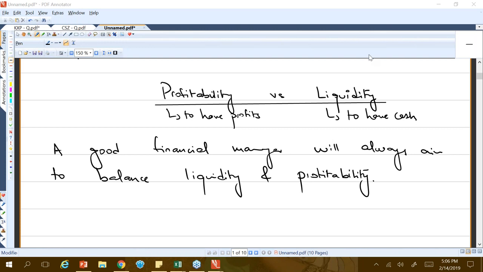So if we have too much profitability and less liquidity, the danger there is that we may go out of business. We may be liquidated. We may have some bankruptcy risk. We may not have enough cash to pay people. Now, on the other side of things, if we have too much liquidity and not enough profitability, then what is the danger there? So if we have too much liquidity and not enough profitability, what's the danger there?